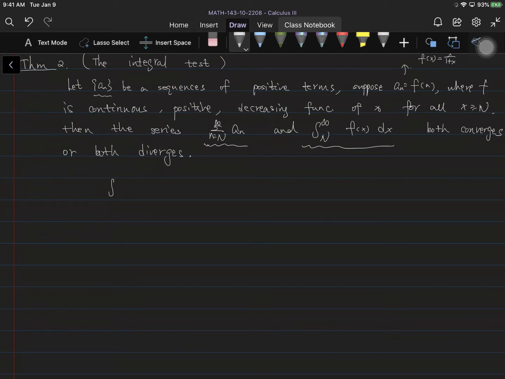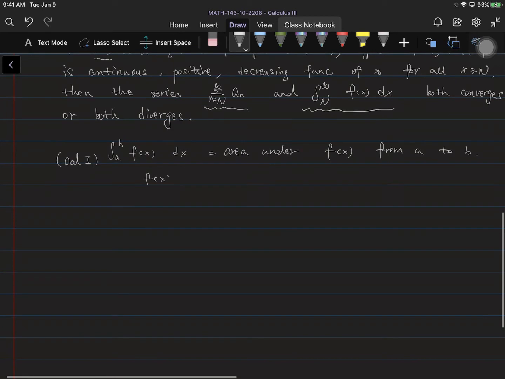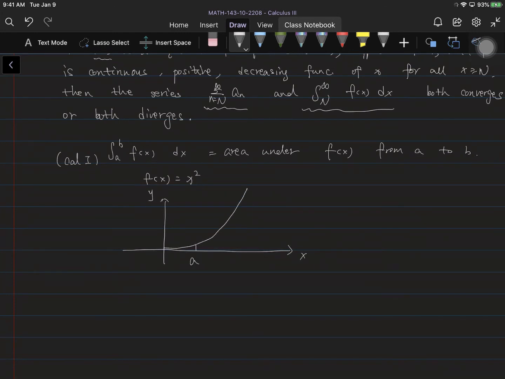Let's take a look. We learned the integral definition in Calculus 1, right? So what's the meaning of the definition? This means the area under the function from a to b. For example, if we look at the function y equals x squared from A to B, let's choose A and B to be 0 to 5.